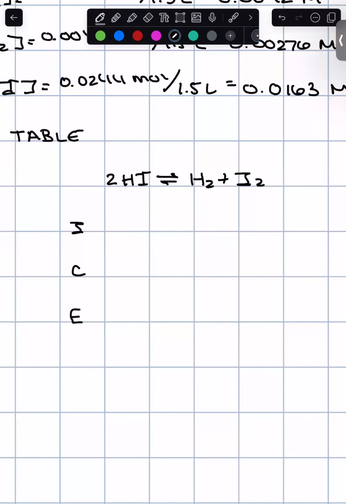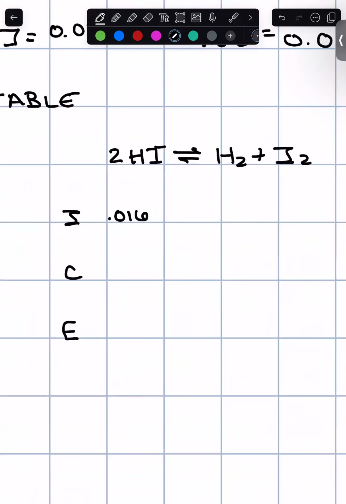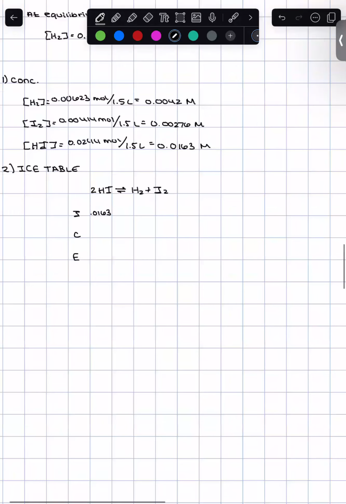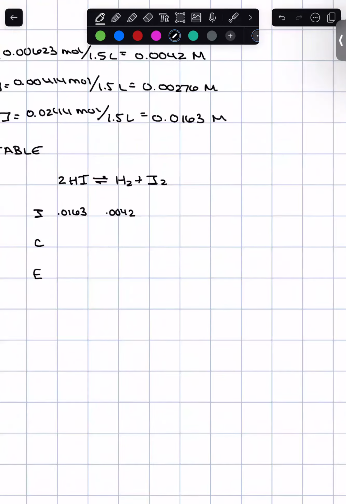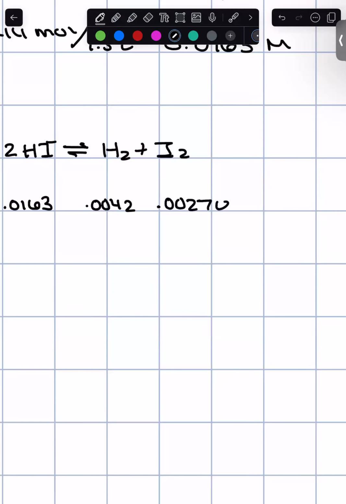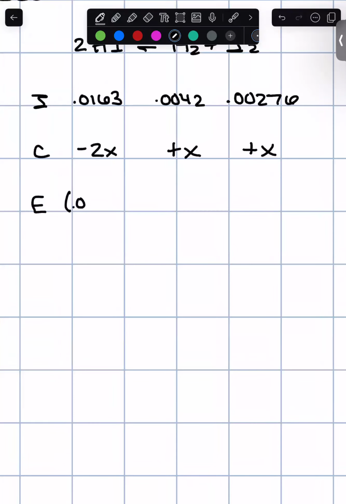So we started with an initial concentration of HI of 0.0163, an initial H2 concentration of 0.0042, and an initial I2 concentration of 0.00276. Our change for HI is minus 2x, and for H2 and I2, it's plus x and plus x. So the overall is 0.0163 minus 2x for HI, 0.0042 plus x for H2, and for I2, 0.00276 plus x.